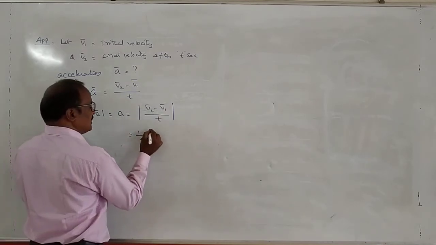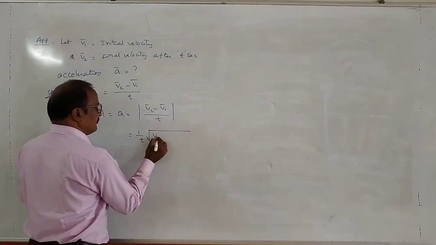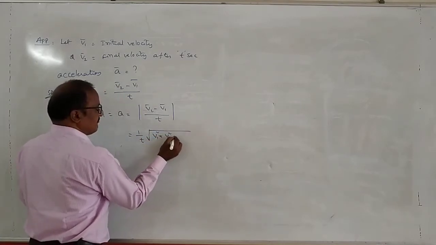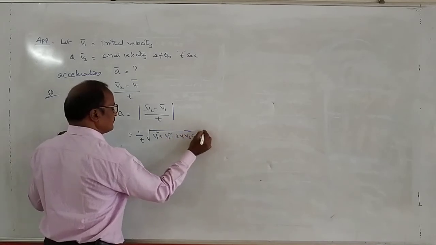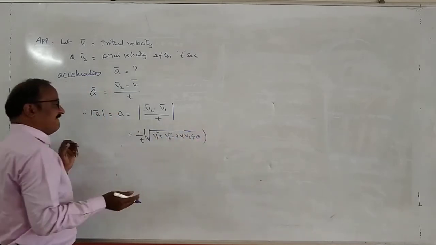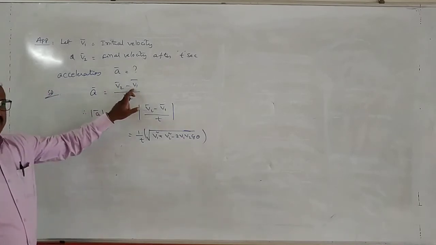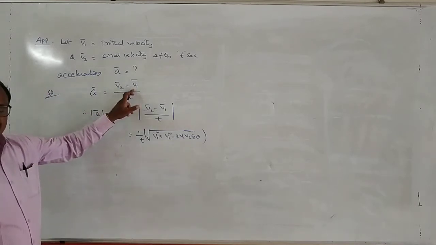which is equal to root of v1 square plus v2 square minus 2 v1 v2 cos theta, where theta is the angle between v2 bar and v1 bar.